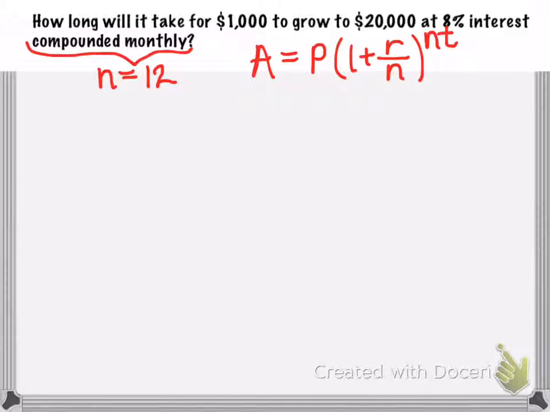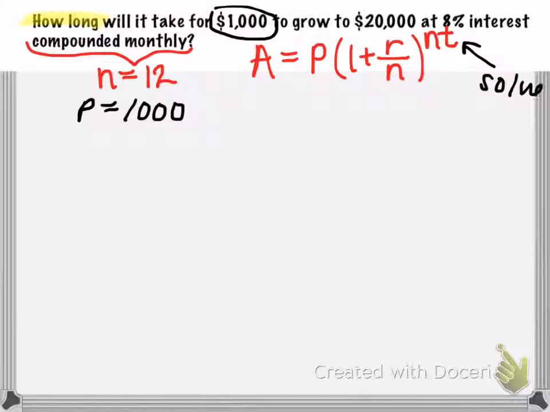So we'll start with P. Our principal is how much money we're starting with, the initial amount. And we see right here that our initial amount is $1,000. So that means that our P is 1,000. And then on this problem, we're solving for how long it takes for this $1,000 to grow. So we're solving for time. So T is going to be the unknown in the problem. We're solving for time.